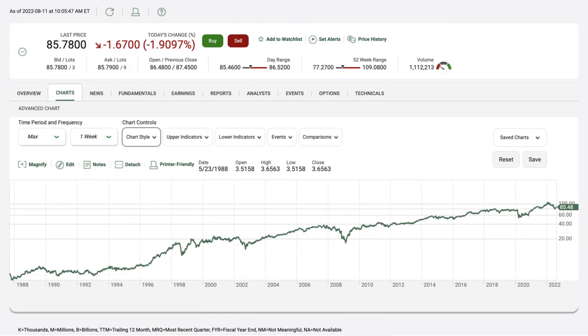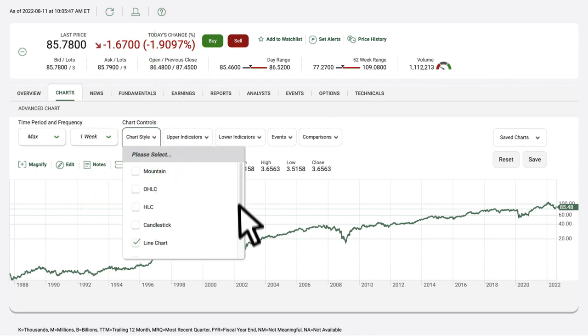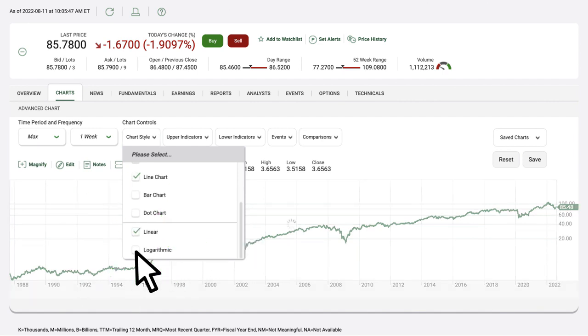Investors prefer different chart styles depending on their strategy and experience. You can choose the one that works best for you, again, under the Chart Style drop-down menu. To help you decide, we'll give you a quick overview of 4 common chart styles and explain why one of them tends to be more commonly used. Without further ado, here's the scoop on line, mountain, OHLC, and candlestick charts.